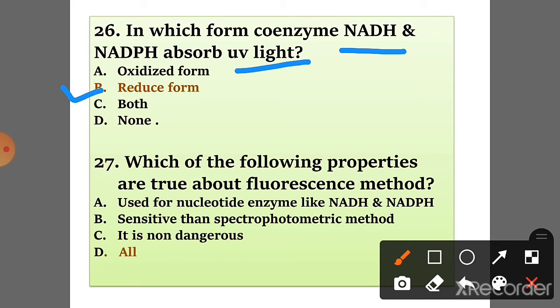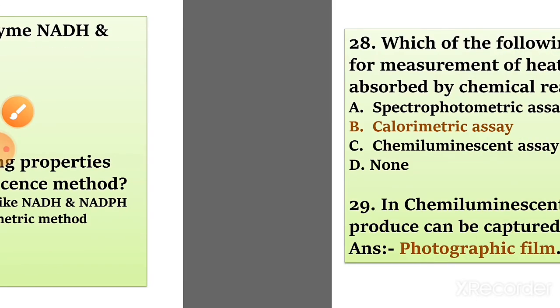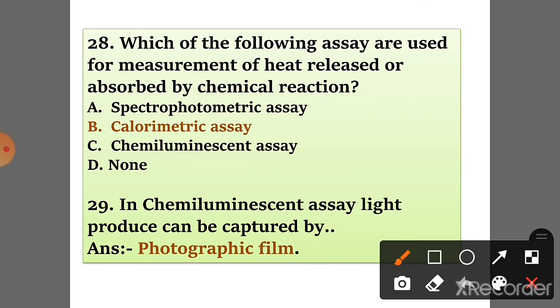Question 27. Which of the following properties are true about the fluorescence method? Option D, all. Used for nucleotide enzymes like NADH and NADPH, more sensitive than the spectrophotometric method, and it is non-dangerous. Question 28. Which of the following assays is used for measurement of heat released or absorbed by a chemical reaction? Option B, calorimetric assay.